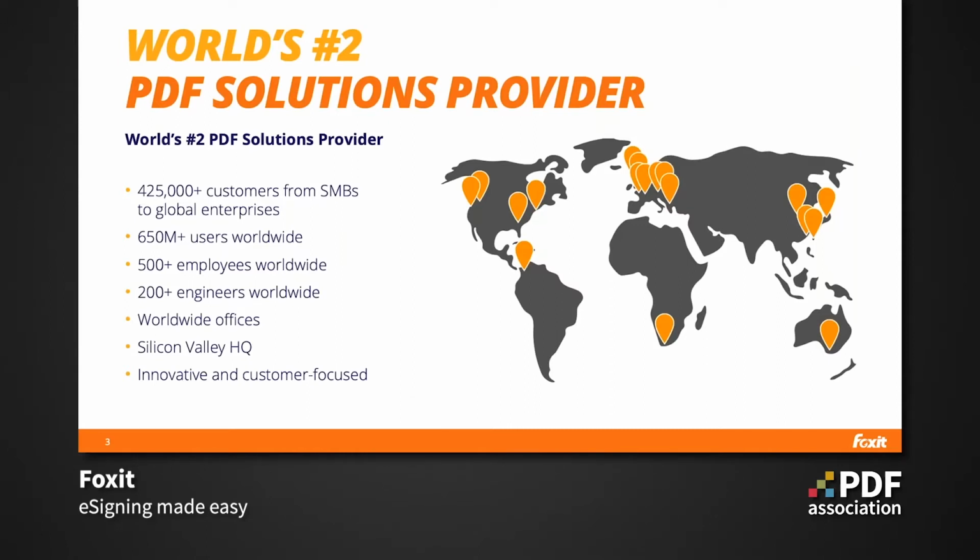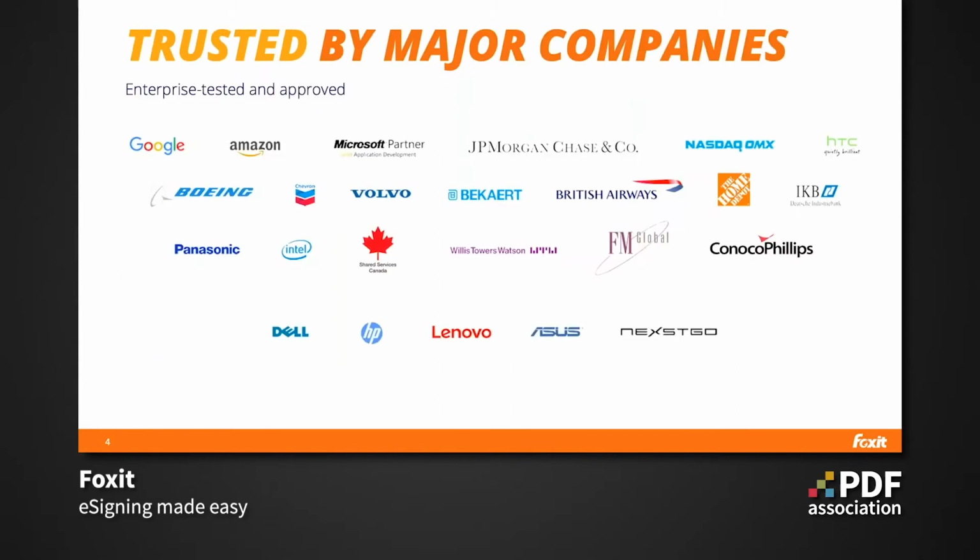Numbers might already be a bit outdated. Last thing I heard, we're over 700 employees, Silicon Valley headquartered company. Trusted by major brands, including Google, Amazon, and Microsoft. You can see different industries. Probably your industry or area of government is also included on this list. And if not, it might still be included on our customer list.